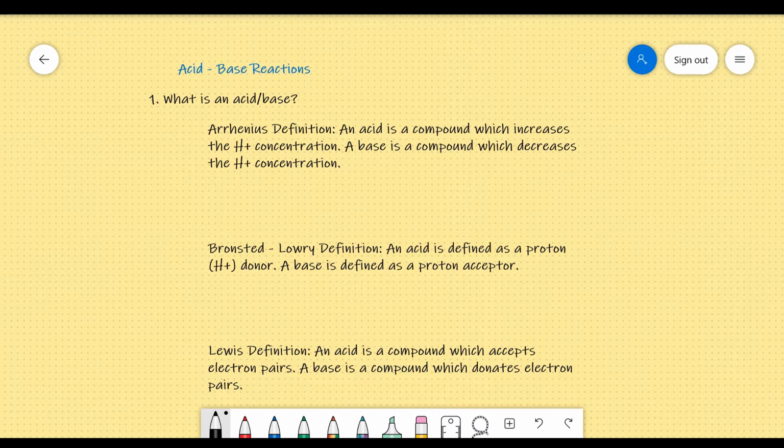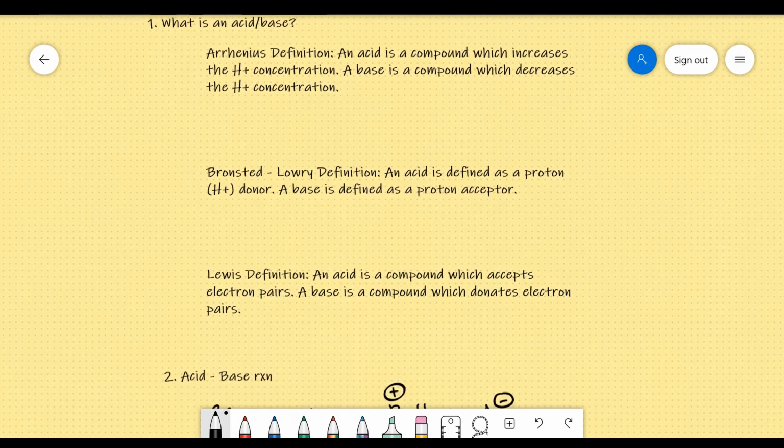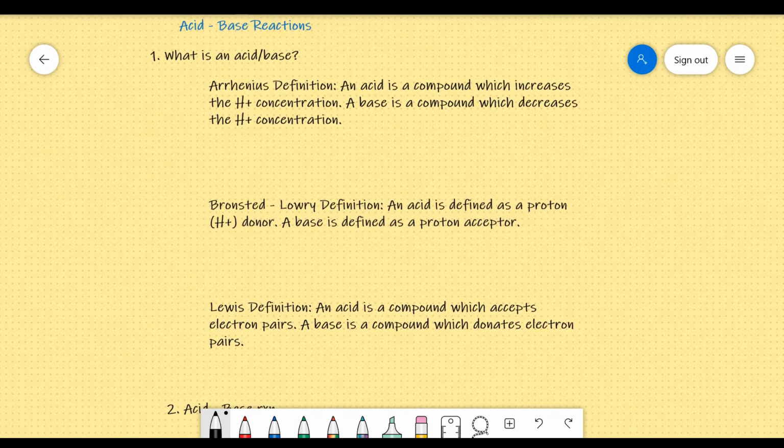Next, we have the Bronsted-Lowry definition, where an acid is a proton donor. Remember that a proton is really just an H plus ion, and that a base is defined as a proton acceptor. And finally, the one that is really what we're looking at, especially in organic chemistry, is the Lewis definition, where an acid is a compound that accepts electron pairs, and a base is one which donates electron pairs.